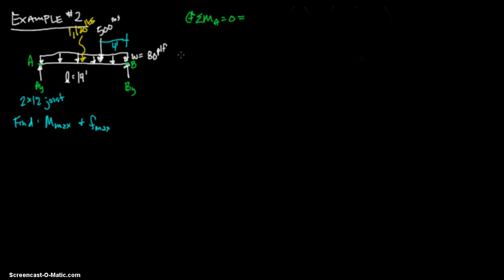Go from left to right. AY times 0 equals 0. Then we're going to have a positive 1120 pounds, because it's going to make a positive moment, times, that's halfway, so that's going to be 7 foot. And then we're also going to have a positive 500 pounds times 10 foot. 14 minus 4 is 10. And then we're going to have a negative BY, since it's going to make a negative moment, times 14 foot.